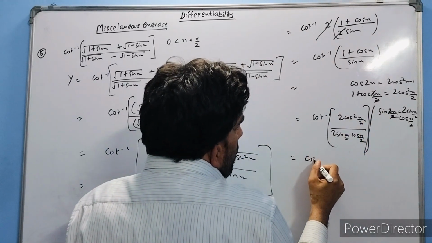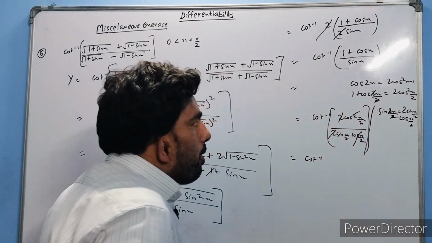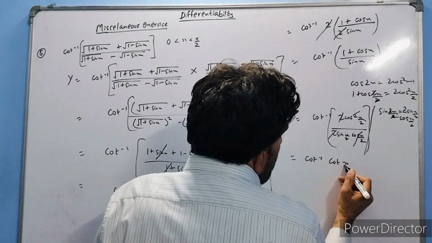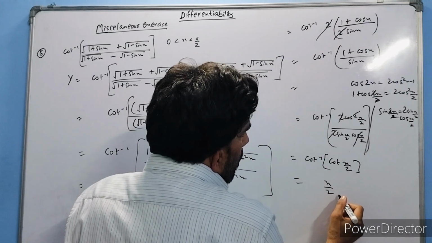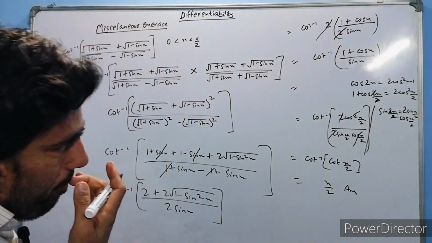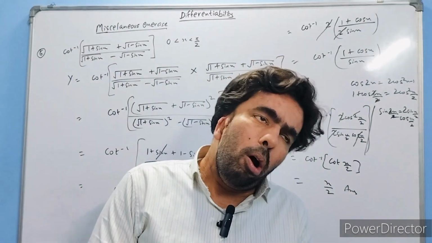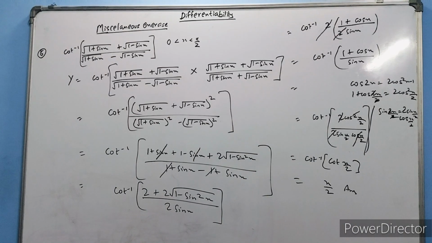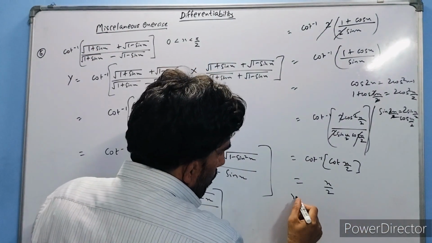So reducing this, we have cos x by 2 upon sin x by 2, which I can write as cot x by 2. So we have cot inverse of cot x by 2, and x upon 2 is my answer. So we can use the formulas and different identities to solve such kinds of numericals. So y is equal to x by 2.